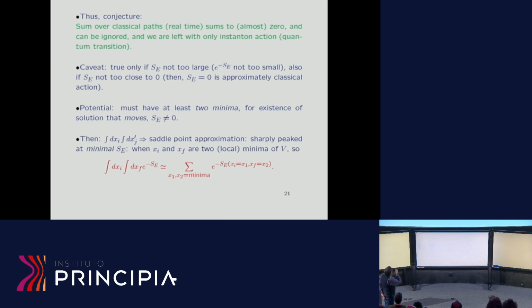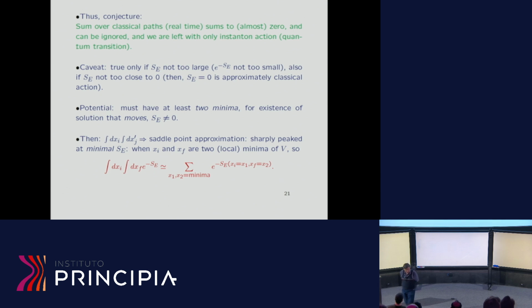So the conjecture is that the sum of the classical paths sums to almost 0. It can be ignored, and we're left only with the instanton action. Of course, there's a caveat to that. I said the sum of the classical paths should sum to almost 0, but it's certainly not perfectly 0. So that means that E minus the instanton action cannot be too small.